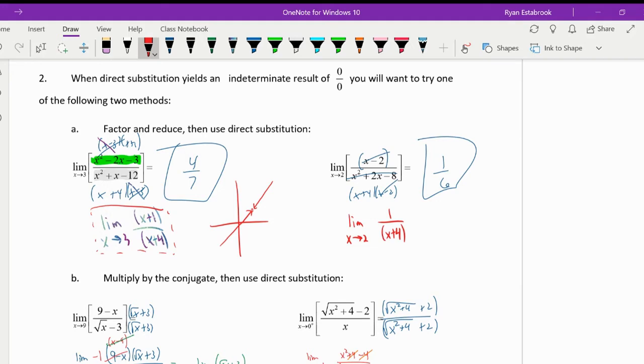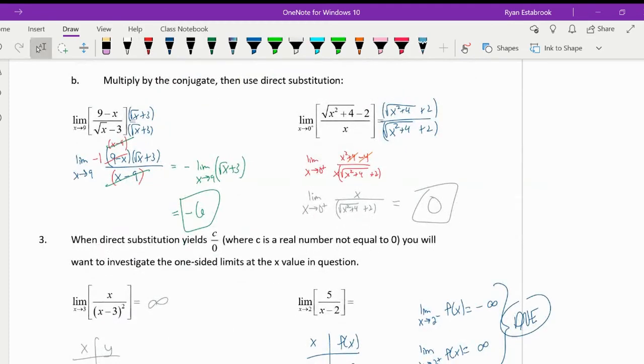So again, this is a nice simple graph. The original problem we have is equivalent to the simplified one everywhere except at x equals 2. At x equals 2, the value is undefined, but the limit is still approaching 1/6. It's just approaching it with a hole in it at that value.